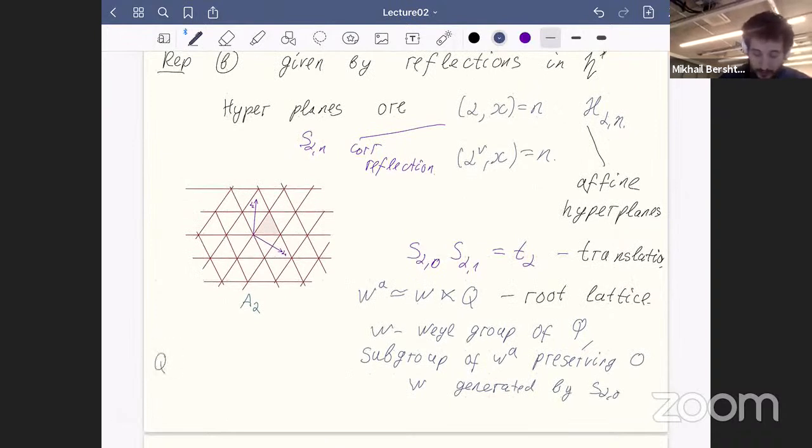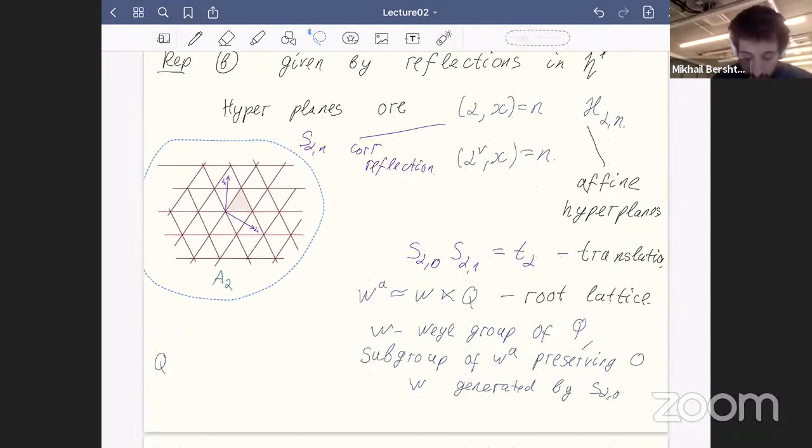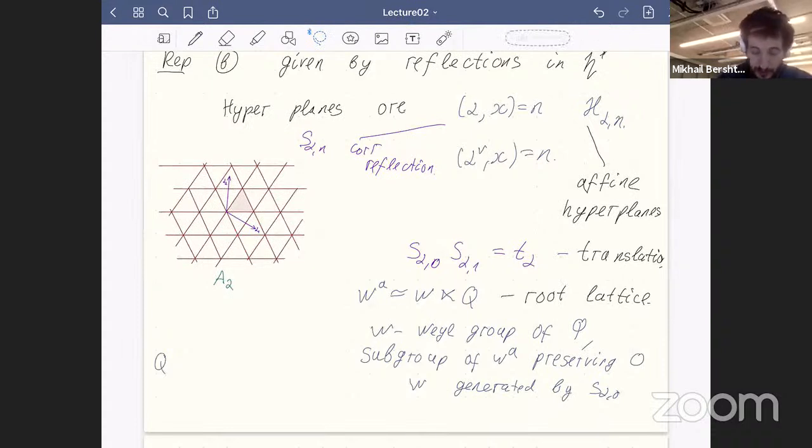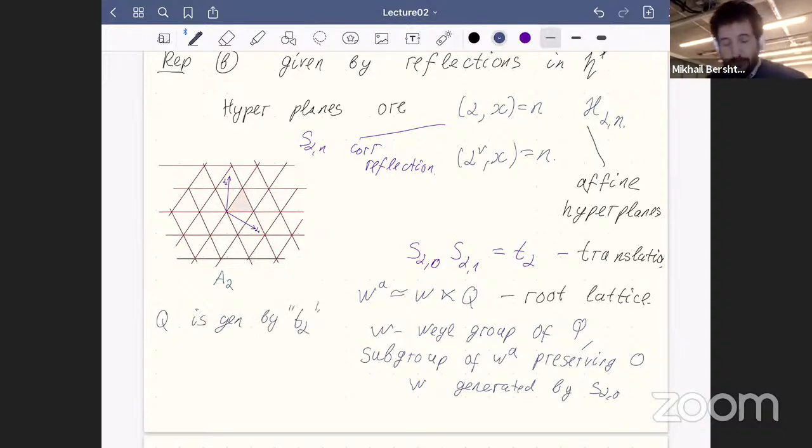And this Q, I will improve my slides before putting them on the website. There are some problems, but just because I more or less have to stop now, I drew somehow in a hurry. So Q is the root lattice, and Q is generated by T alpha, where alpha are roots.